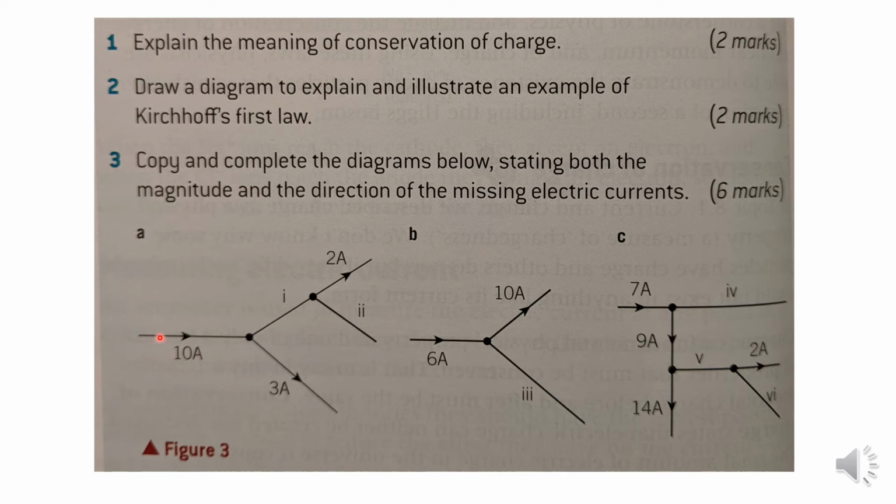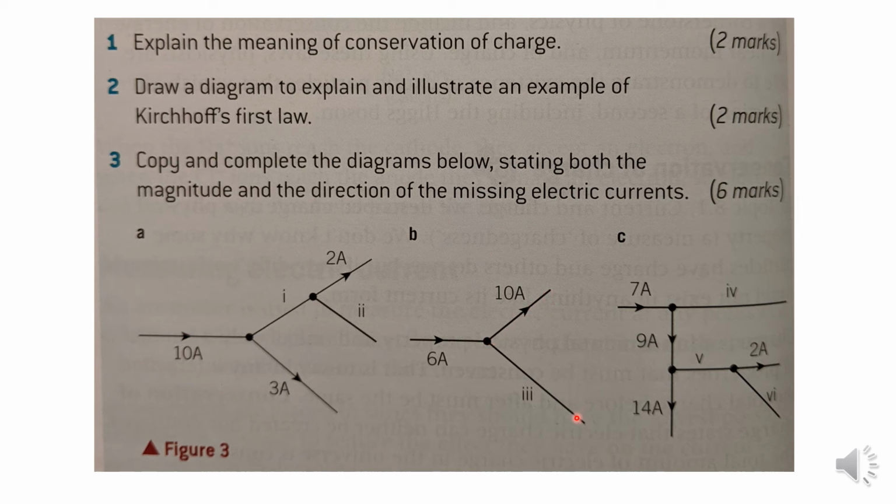So here you've got 10 amps going into this junction, 3 amps going out here, so that's a difference of 7 amps going this way. So A part 1 here, AI, must be 7, and then that 7 amps is being split again at this junction here. You've got 2 amps going that way, so AII must be 7 take away 2, so it must be 5 amps.